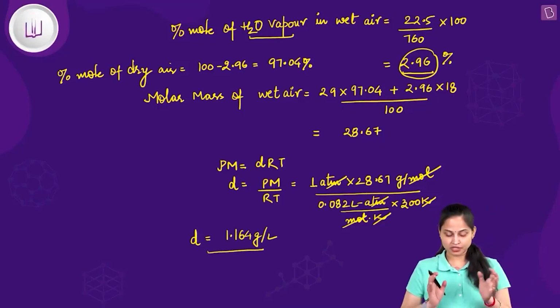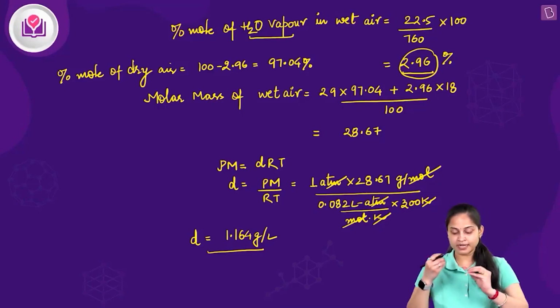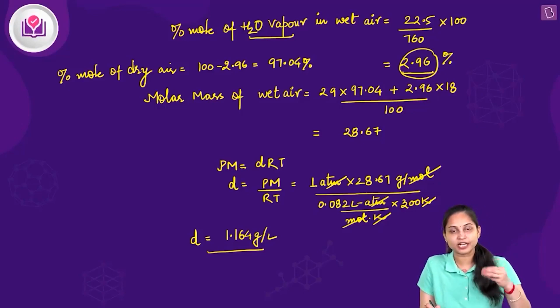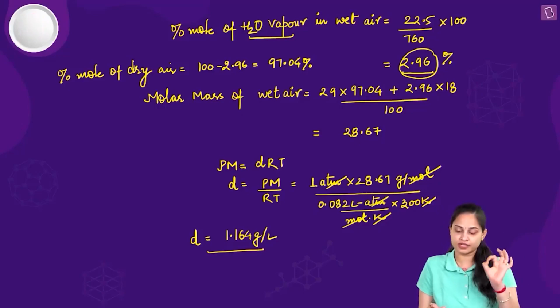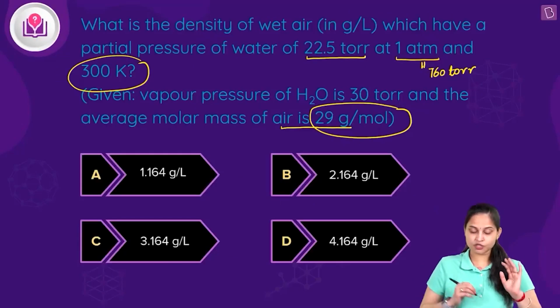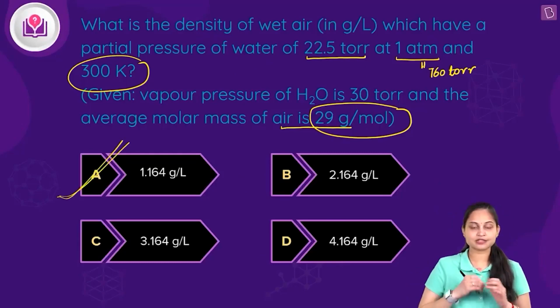Apply the approximation and get your answer of 1.164. In approximation, what you can do is take 28.67 as 28.7 only, and 0.082 as 0.08 only, and you'll get the answer. So the density is equal to 1.164 grams per liter. Hence option number A is the right answer to this question.